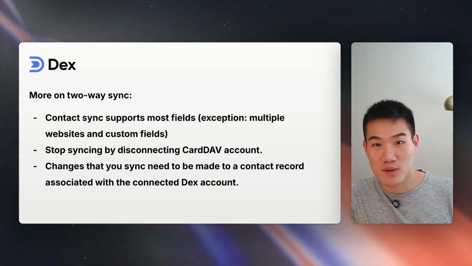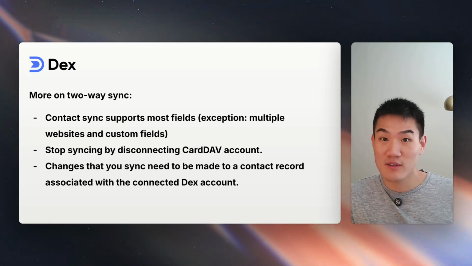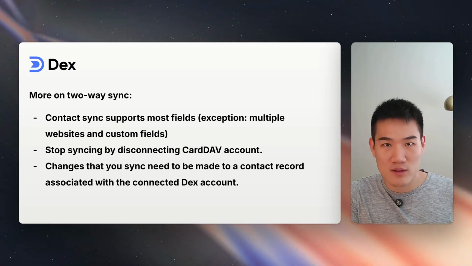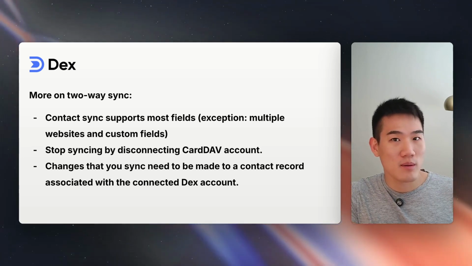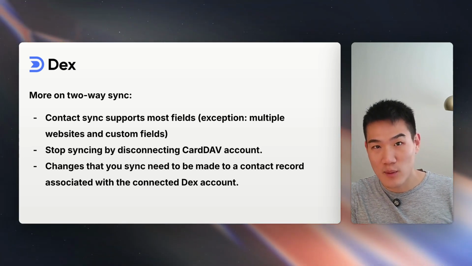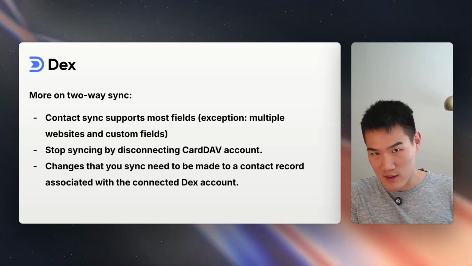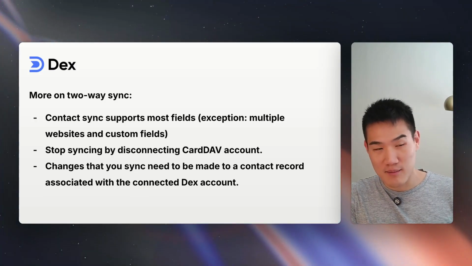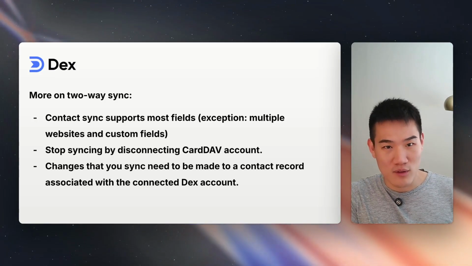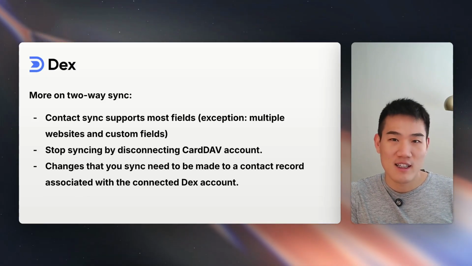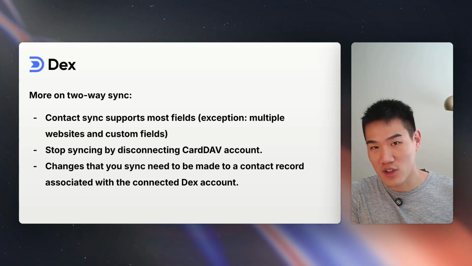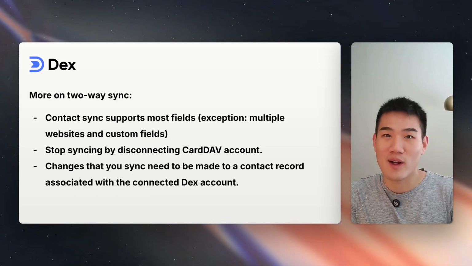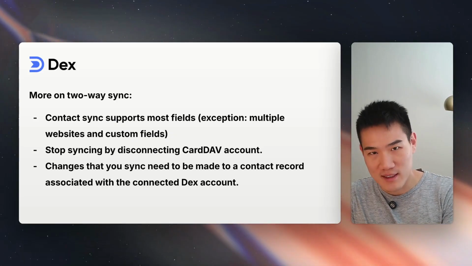We've taken the time to build two-way contact sync in a way that is fairly robust, so we'll support most fields and profile pictures, etc. But there are some notable exceptions. We don't support multiple websites for each contact, and we don't yet support custom fields as well. You can stop syncing anytime in your connected devices simply by removing the Dex CardDAV account, and any changes that you make to contacts on your device, you have to make sure that you change the contact record associated with the correct CardDAV account for those changes to be synced into Dex.